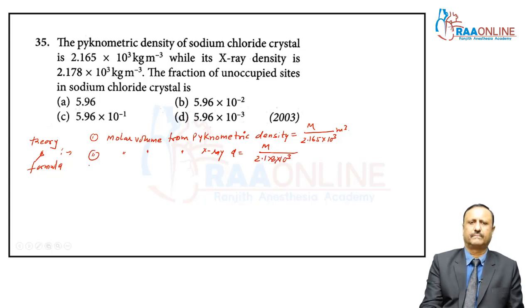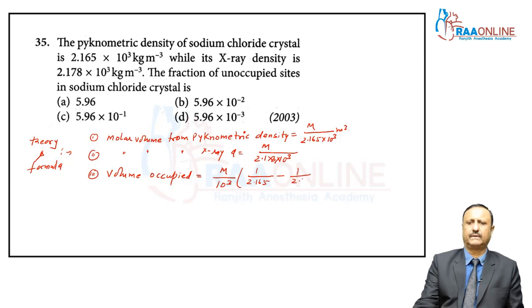Now the third one is the volume occupied. When you get the volume occupied, then you can get the volume unoccupied. Here m is common and 10 to the power 3 is common, so the comma is replaced, and you have 1 upon 2.165 minus 1 upon 2.175 per cubic meter. This is the volume occupied.